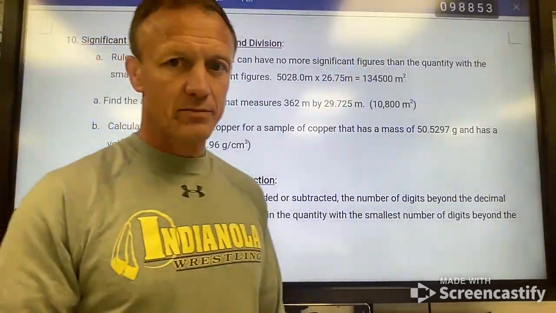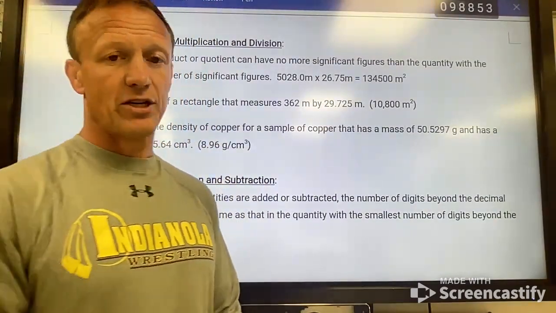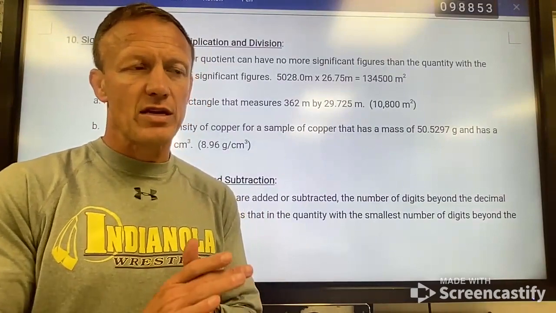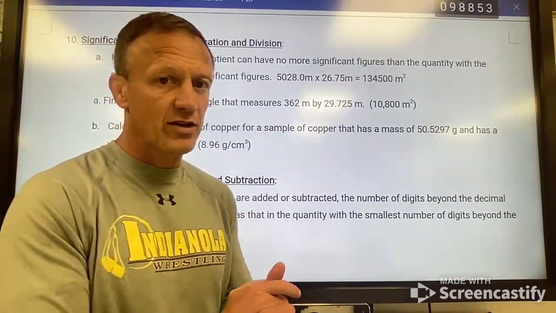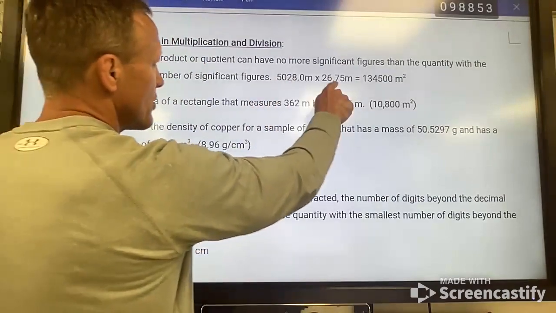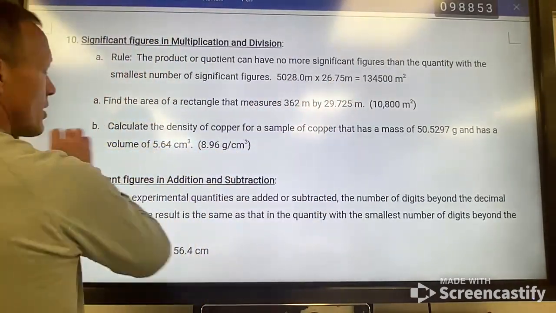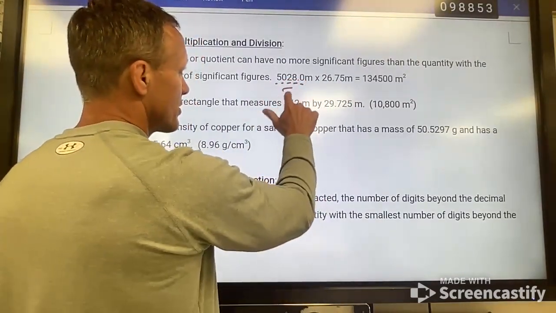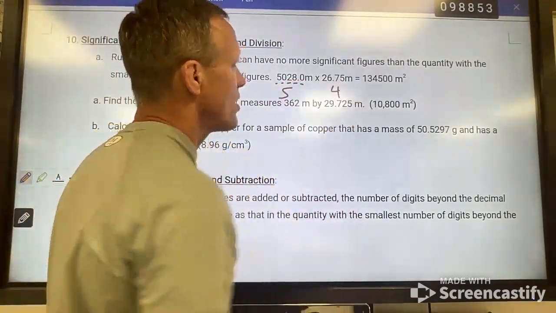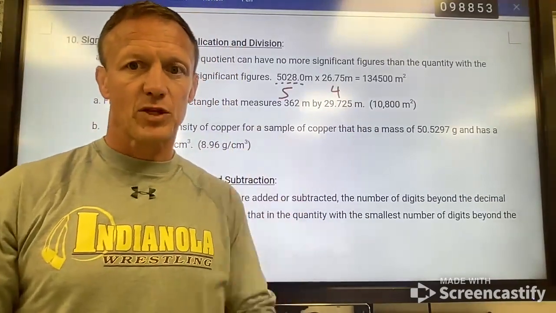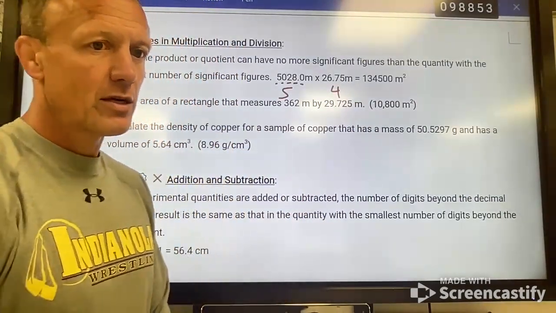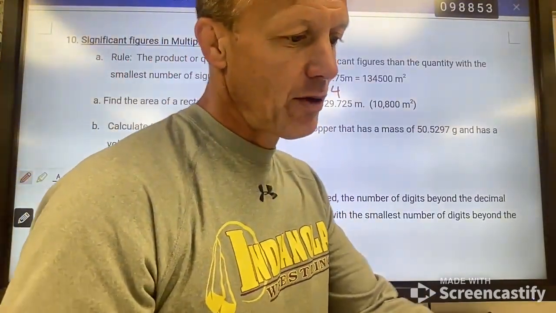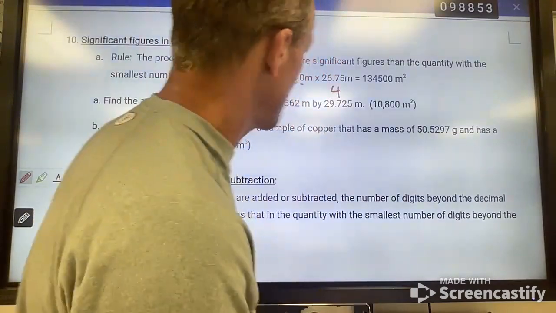All right. Multiplying, dividing, which is about all we do in this class. It's very little addition, subtraction. Multiplying, dividing, your answer cannot have any more sig figs than the quantity with the least number of sig figs to start with. So if we're multiplying these two numbers, there are 1, 2, 3, 4, 5 sig figs in this one. 1, 2, 3, 4 sig figs in that one. Our answer can only have 4 sig figs. So we would need to round to where there were 4 sig figs.